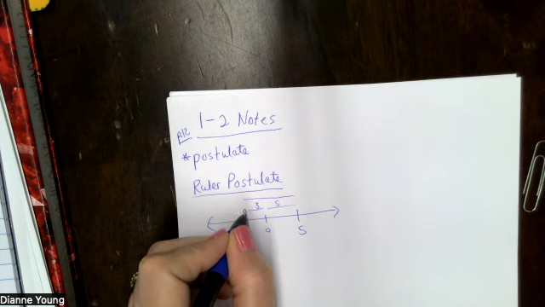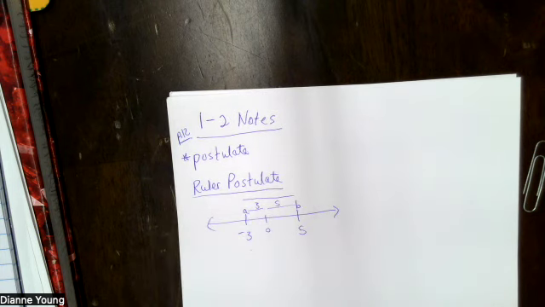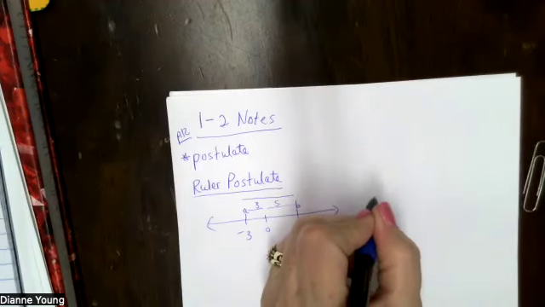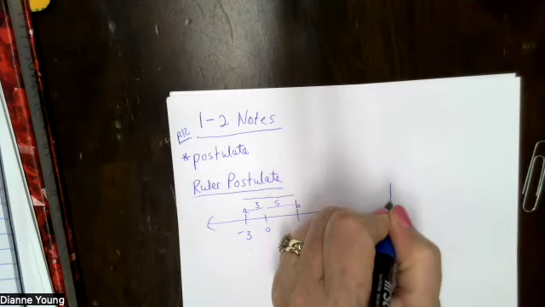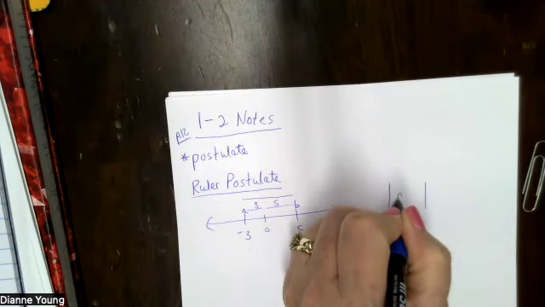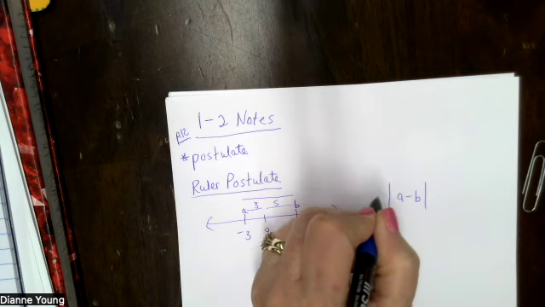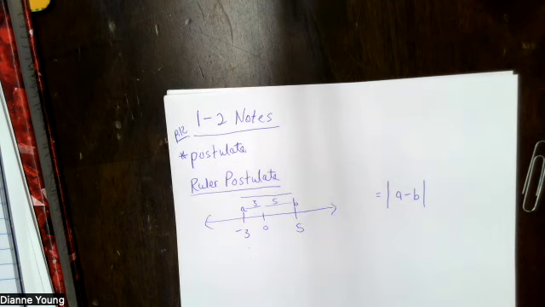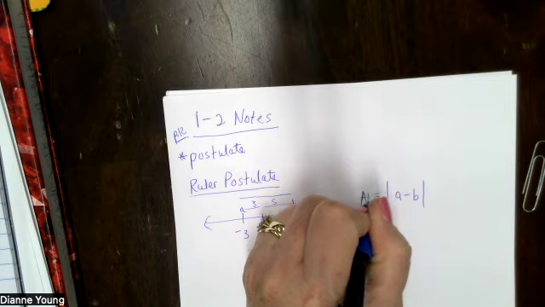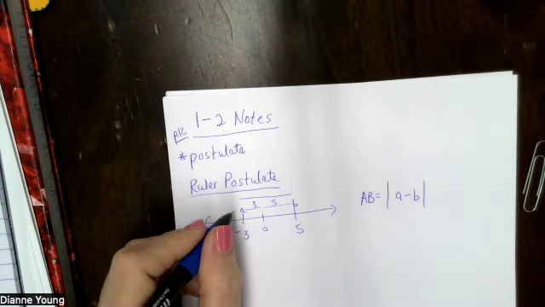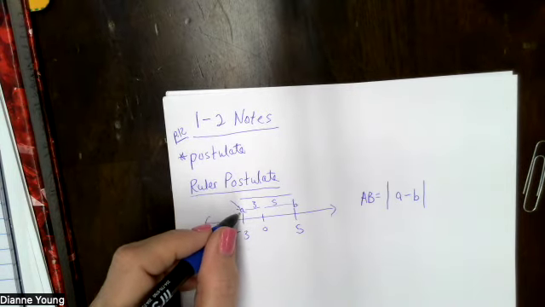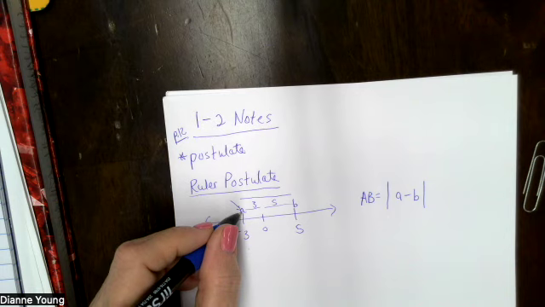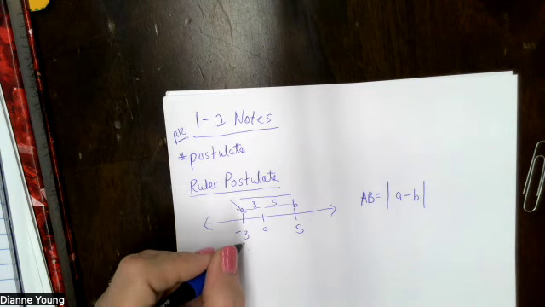So the distance, we'll call this little a, and this is little b, and I just use those letters because the ruler postulate, in some books, says absolute value of a minus b. This is the actual distance. This is the ruler postulate, okay? They call it A, B, okay? I'm only putting A to represent that it's the variable representing -3, okay?